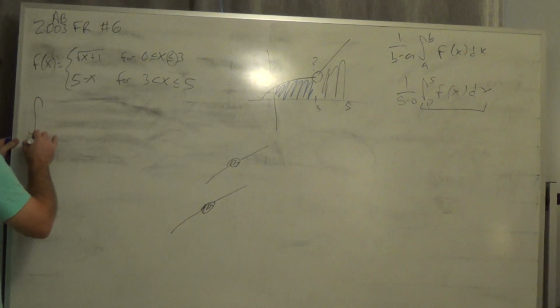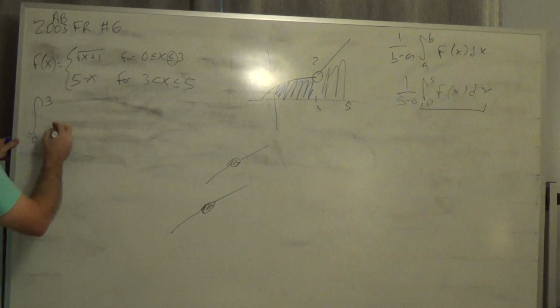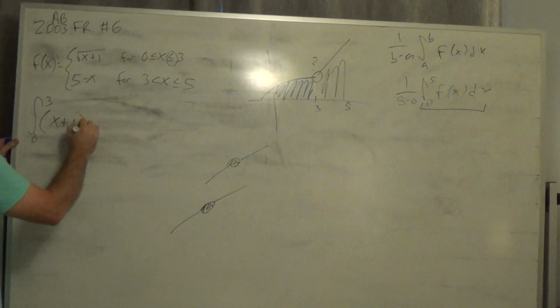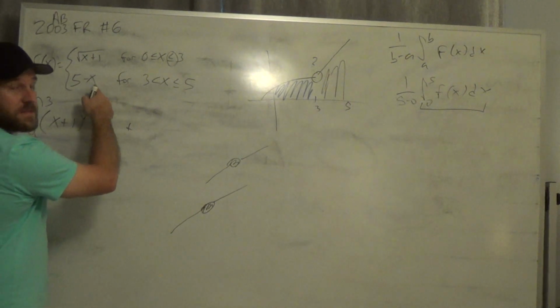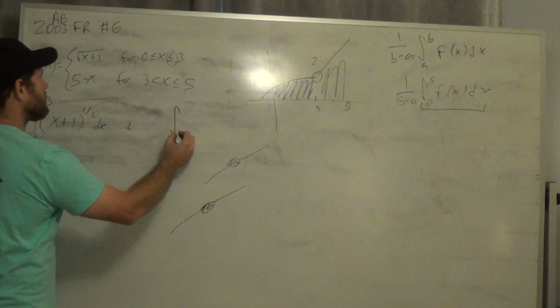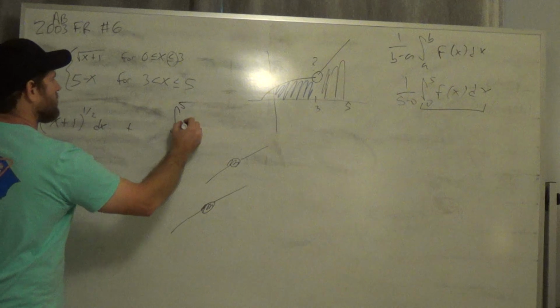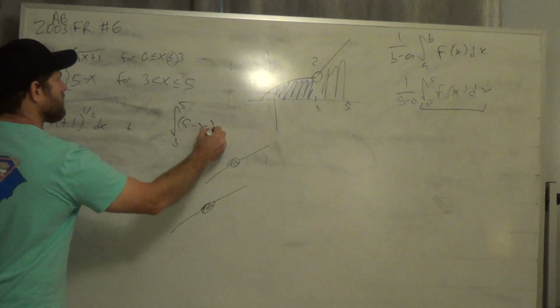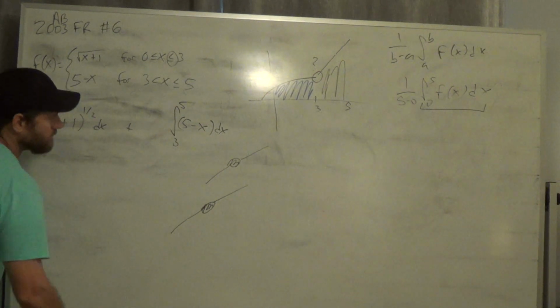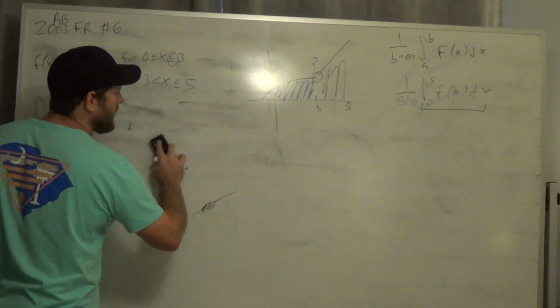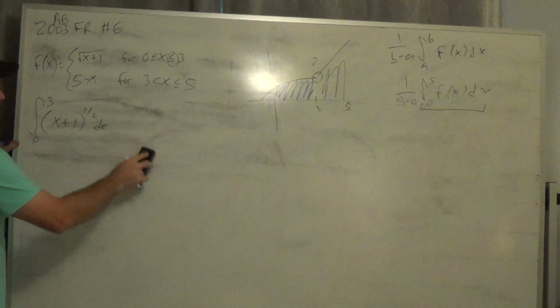we have the integral from 0 to 3 in the area underneath this. And I'm going to call this x plus 1 to the 1/2 power. And then the area underneath this from 3 to 5. Okay, but I don't want to mess with this right now, so I'm just going to move this off to the side. I'm just going to deal with this part.